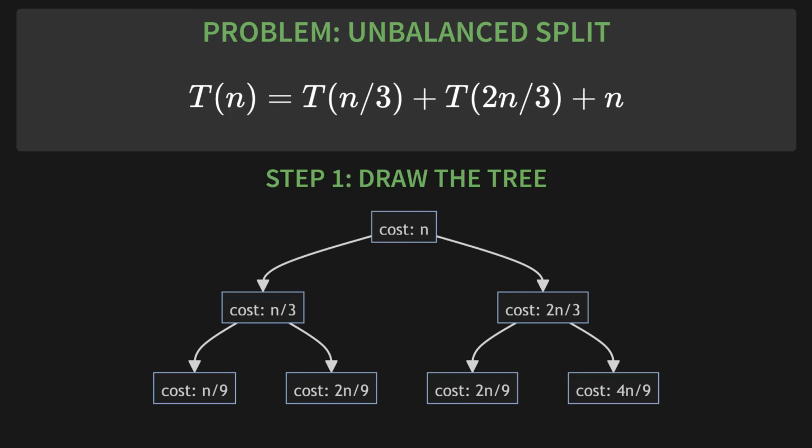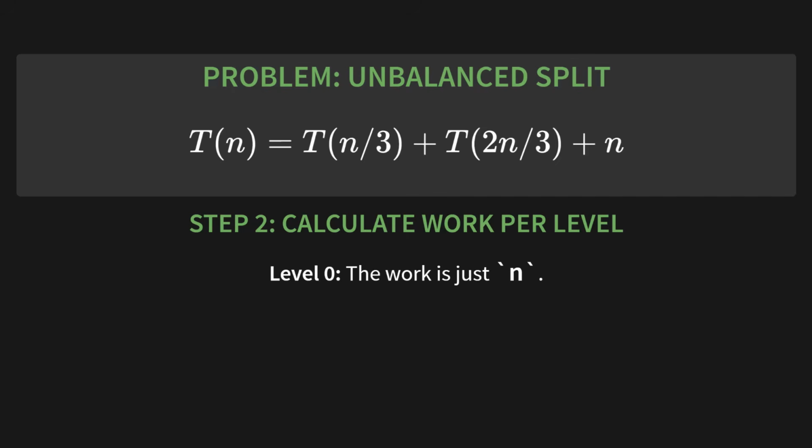The next level down, the n/3 node splits into n/9 and 2n/9. And the larger 2n/3 node splits into 2n/9 and 4n/9. It's definitely not a balanced tree. So let's move to step 2. Calculate the work per level. You might think this will be messy, but let's do the math.